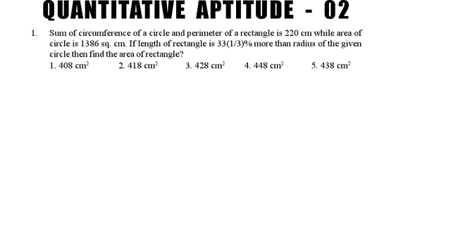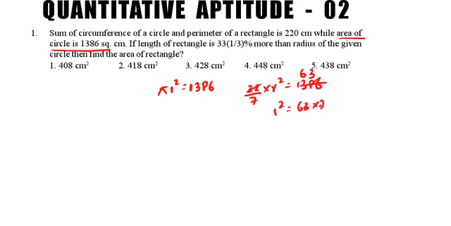So what is given here, the area of circle is 1386. So pi r square is equal to 1386. Pi value is 22 by 7. So 22 by 7 into r square is equal to 1386. Divide 1386 with 22. 22 6, 22 3s. Now r square is equal to 63 into 7, that is 441. R is equal to 21. So what is radius? 21.